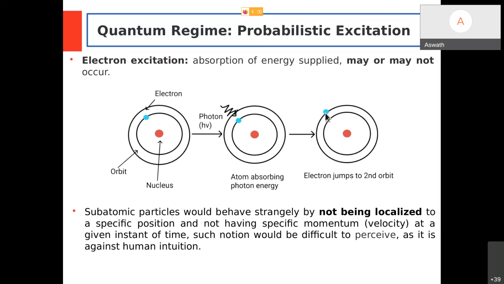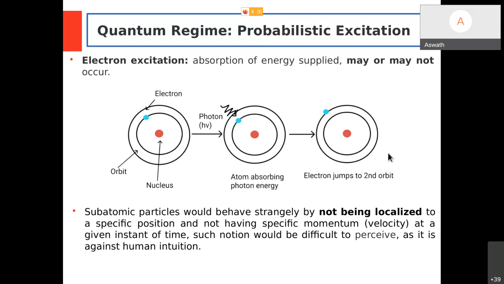Interestingly, this electron will not always get excited to the outer orbit. It will not always absorb the energy. It may not absorb the energy and will stay back in the old orbit. This is the beauty of nature. By default, nature has given this ability to subatomic particles at the quantum level, meaning the atomic level. When I supply energy, the entity which is supposed to absorb the energy may absorb or may not absorb. The only way to explain that situation is using probabilities.